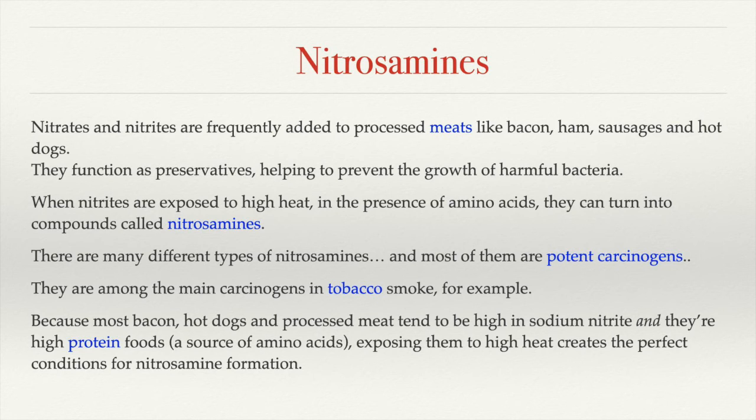They are among the main carcinogens in tobacco smoke, for example. Most bacon, hot dogs, and preserved meat tend to be high in sodium nitrates. They are a high protein food, a source of amino acids. Exposing them to high heat creates the perfect condition for nitrosamine formation. A way to increase our HDL is by exercise, especially aerobic exercise.